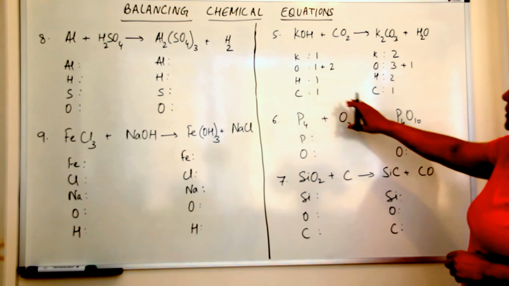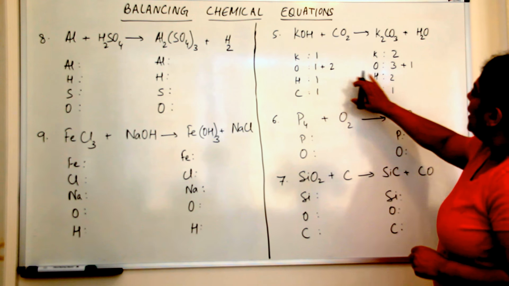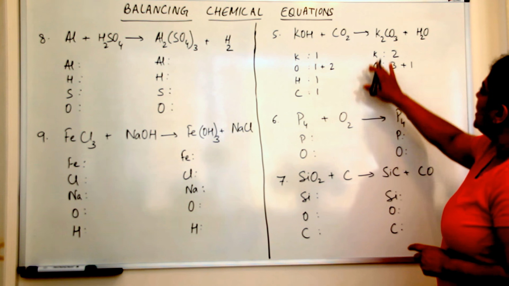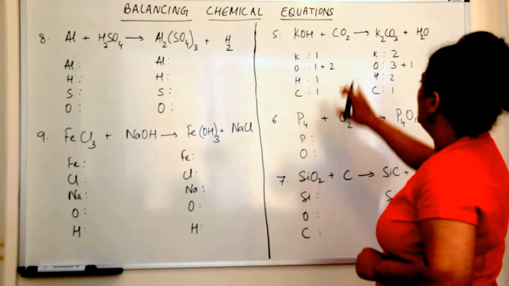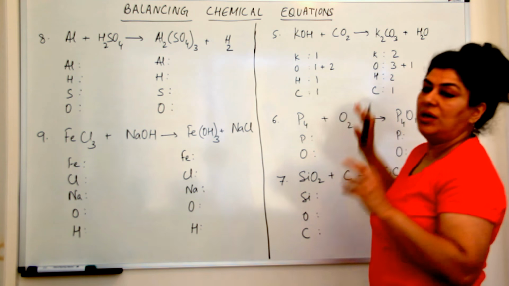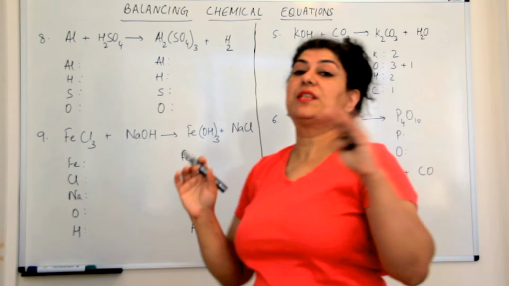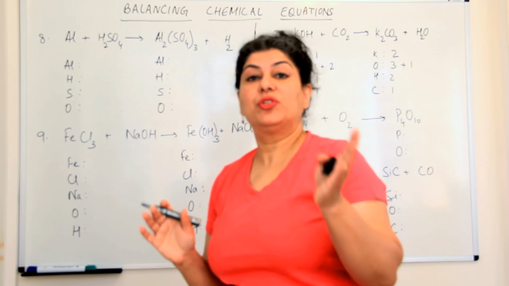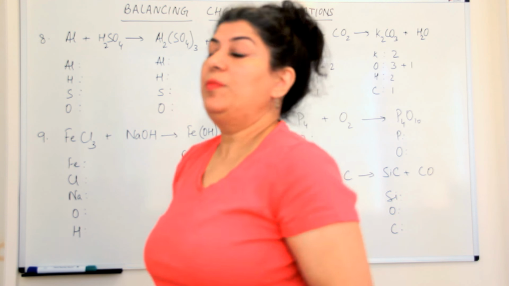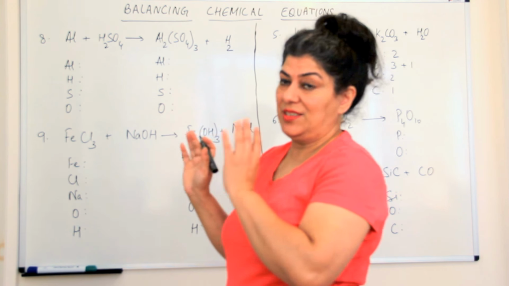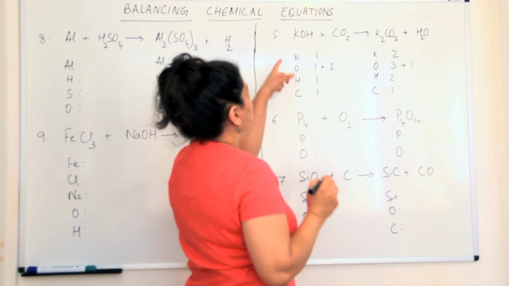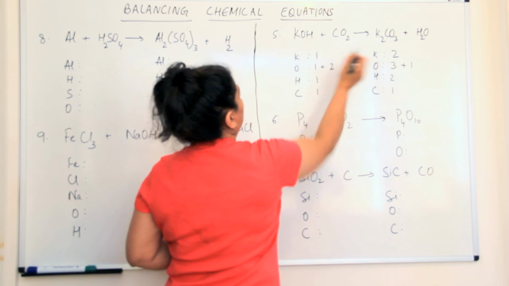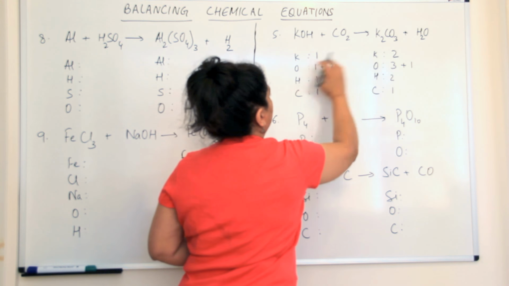Now what do we see? Carbon is balanced. Hydrogen is not balanced. Potassium is not balanced. Oxygen, I would leave it till the end because it's present in more than one reactant and more than one product. Therefore, it would be best to deal with it in the end because that will bring the final changes. But first, let's try and balance the other elements. So let's balance potassium first. There's only 1 here and 2 here.